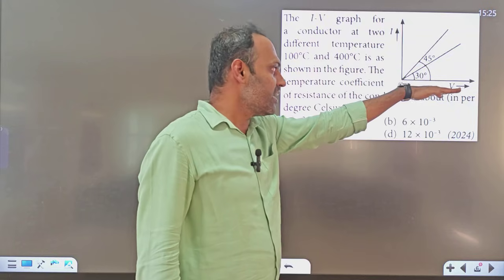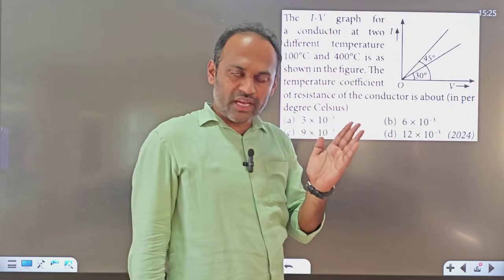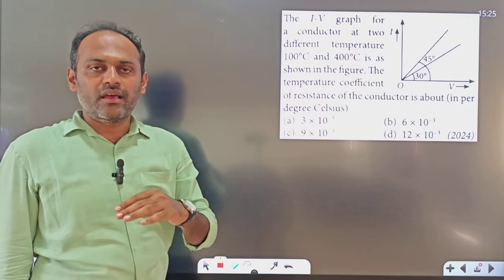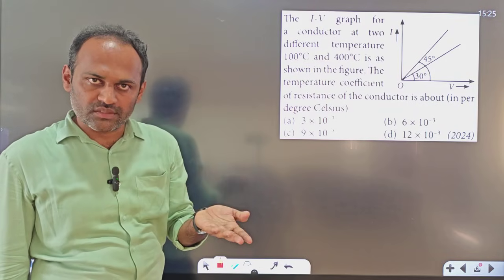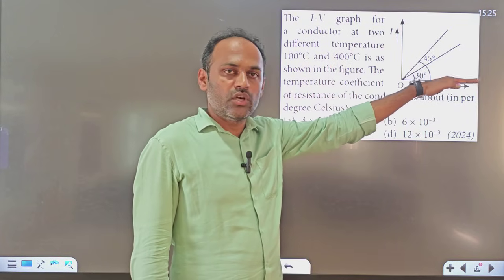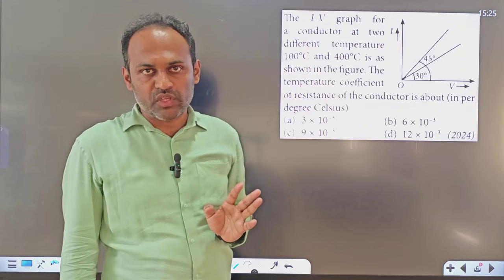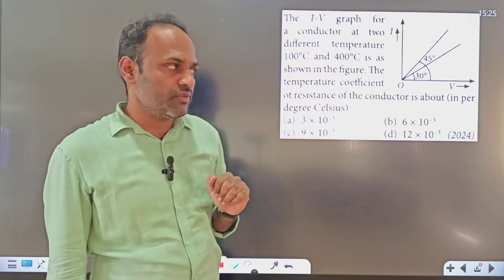Suppose V is on the y axis and I is on the x axis, then the slope of that graph will give you resistance. But here it is interchanged. I is on the y axis, V is on the x axis. So the slope of this graph will give you the reciprocal of resistance.